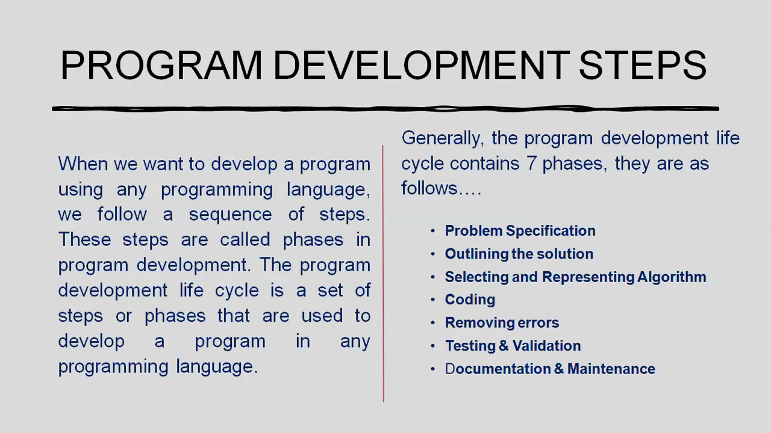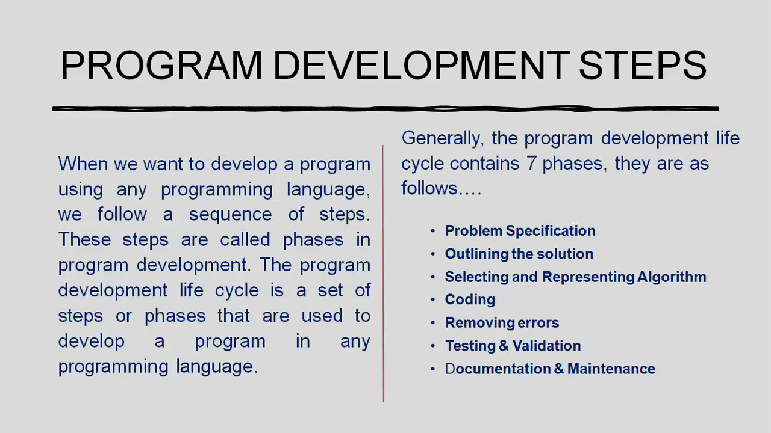As we know, computers can neither think nor make any judgment on their own. Hence, the computers have to be told exactly what to do in a step-by-step fashion. So when we want to develop a program using any programming language, we need to follow a sequence of steps, and these steps are called phases in program development. So the program development life cycle is a set of steps or phases that are used to develop a program in any programming language.